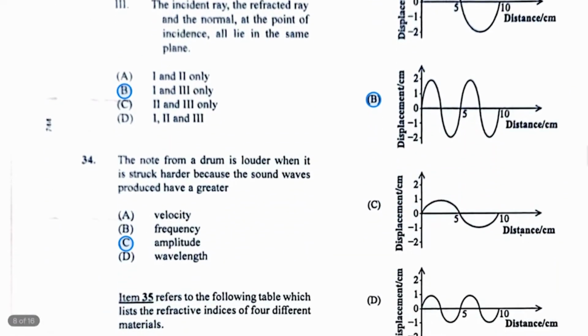34. The note from a drum is louder when it is struck harder because the sound waves produced have a greater amplitude. Remember guys, amplitude corresponds to how loud something is. Frequency corresponds to the pitch of something, whether it's high pitched or low pitched.